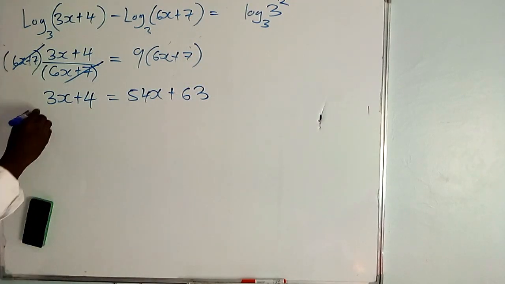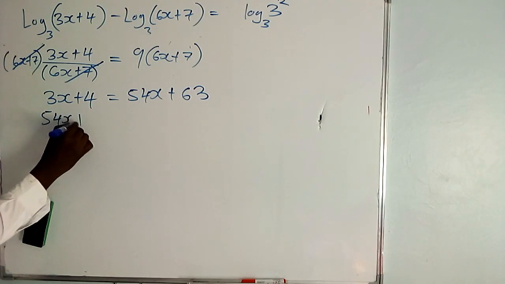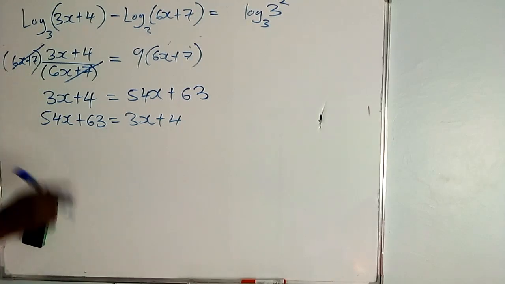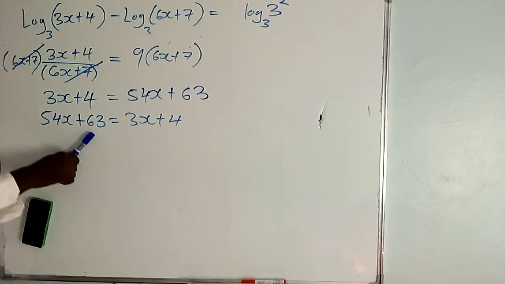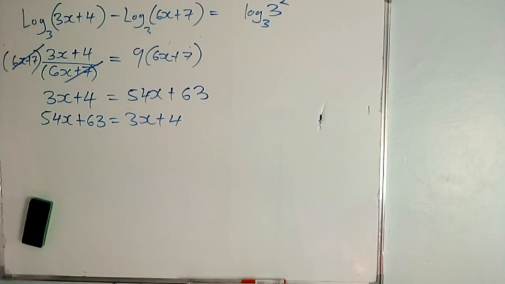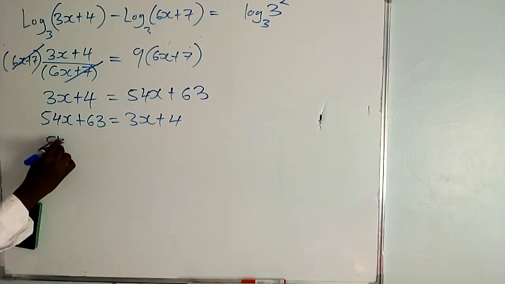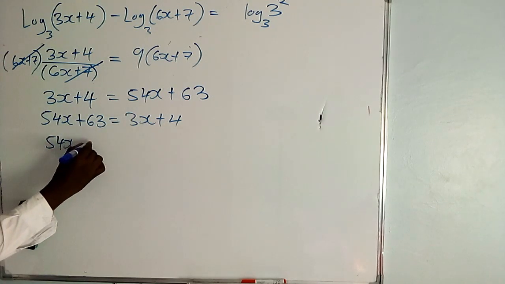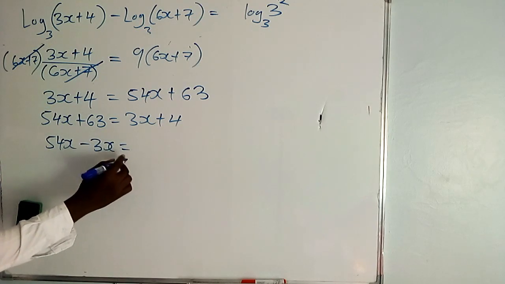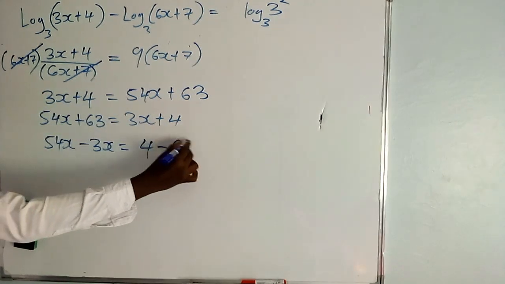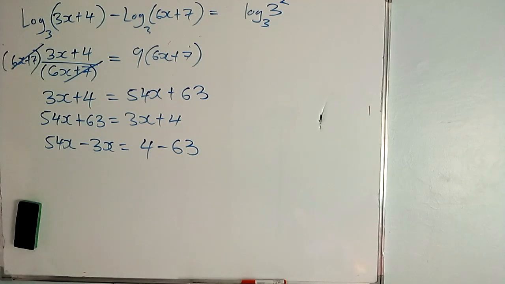So you now collect the like terms. You can see 54x is bigger than 3x, so you can switch and say 54x plus 63 is equal to 3x plus 4. You can let the right hand side of the equation be the left and the left hand be the right, so that you now collect the like terms. Positive 3x coming to this side of the equation becomes minus. Is equal to 4, and positive 63 going to the other side becomes negative 63.